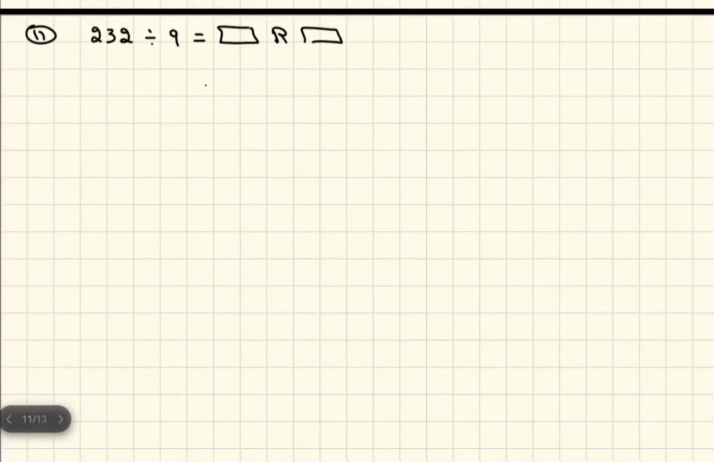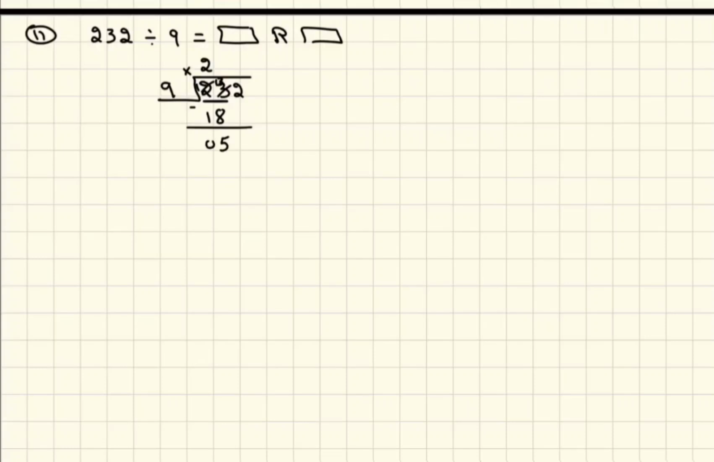Number 11, 232 divided by 9. 2 is smaller than 9, we cannot. So as we said before, we take 23. So 9 times 2 is 18. We write 18 and we subtract. 3 minus 8 we cannot. The 2 becomes 1. The 3 becomes 13. 13 minus 8 will become 5. 1 minus 1 is 0. Now we bring the 2 down.